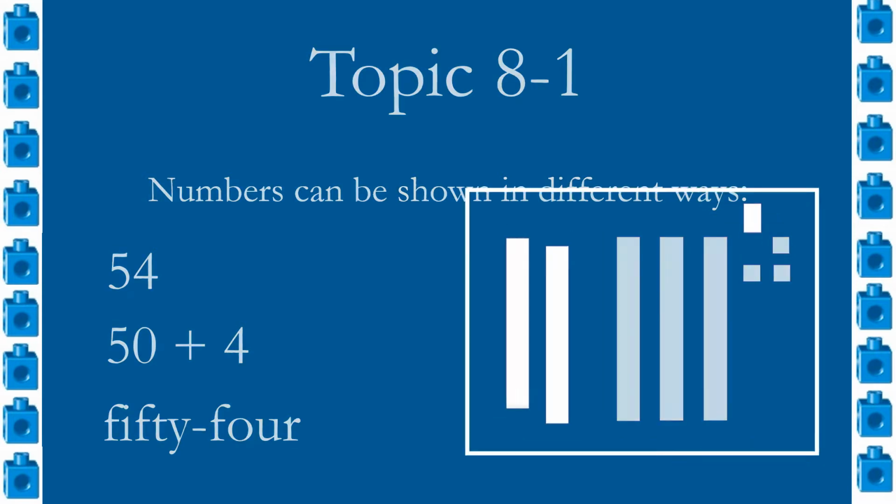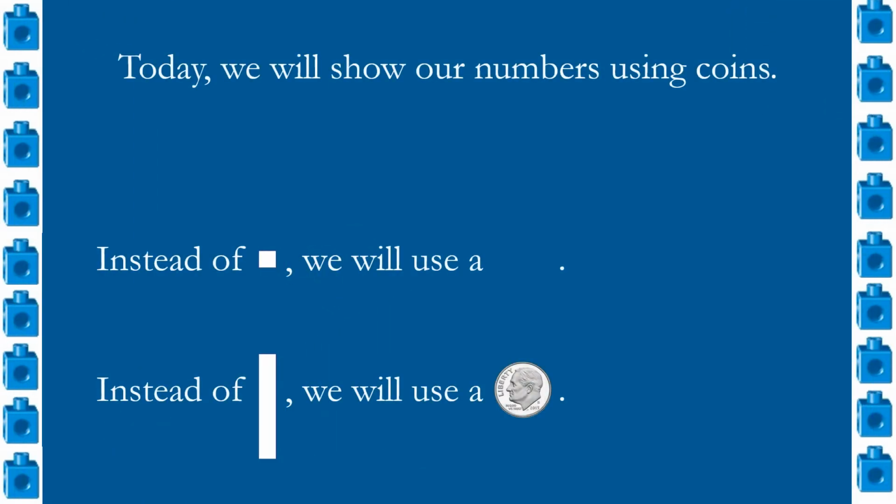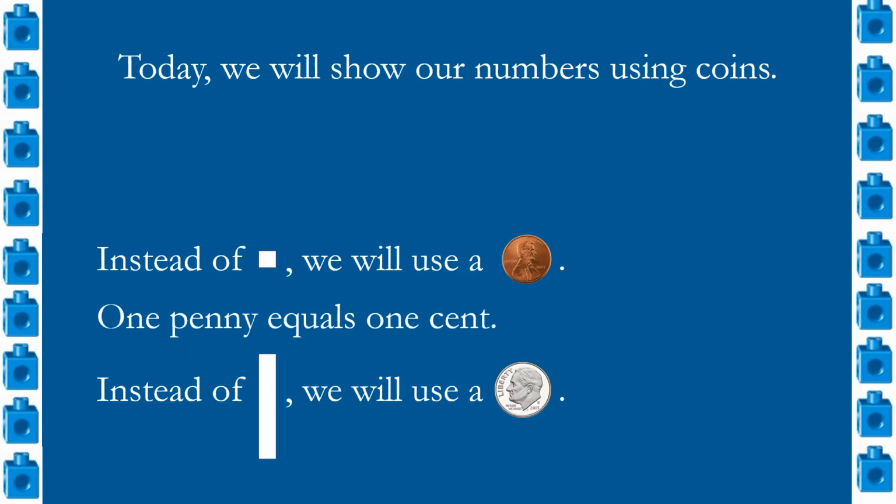What we're doing in these lessons is we're going to stop using blocks and start using coins to show numbers. So instead of a unit block, instead of a 1 cube, we'll use a penny. Instead of a tens bar, we'll use a dime. There's still 1 and 10. We're just using something different to show those numbers. 1 penny equals 1 cent. 1 dime equals 10 cents.